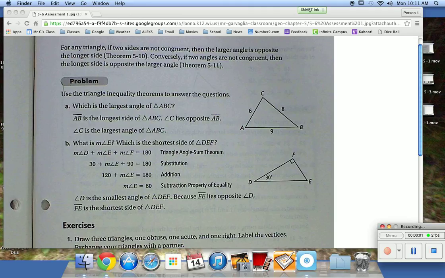All right. Chapter 5, Section 6. We're skipping Section 5. Why are we skipping Section 5? It's proofs.